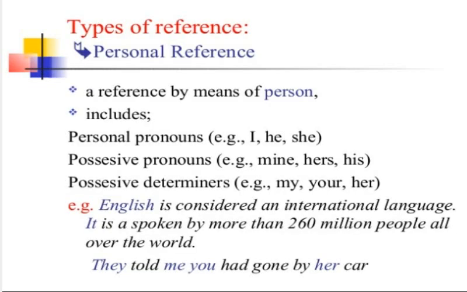Reference by means of person includes personal pronouns I, he, she, possessive pronouns mine, yours, his, and possessive determiners my, your, her. Example: English is considered an international language. It is spoken by more than 260 million people all over the world. They told me you had gone by your car.